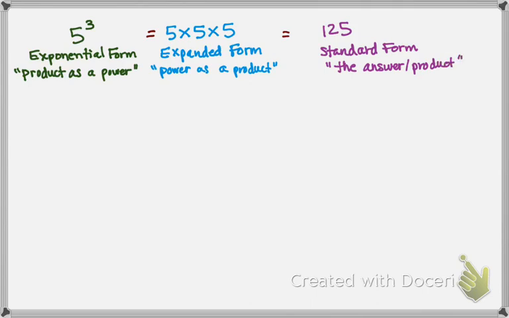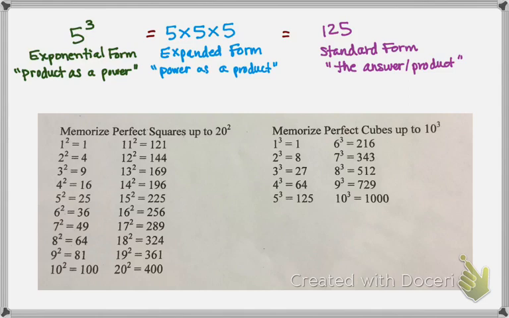All right, so now what we're going to do is add a sheet to glue at the bottom, which is something you really need to think about memorizing, because these are going to be the perfect squares up to 20 and the perfect cubes up to 10. The more you have in your head, the less time it takes to do math. So I'm going to go ahead and add that in. That should be the bottom of your page. Now, some of you may write bigger, and this may take you over to the second page. But I'm going to go to the official second page right now.